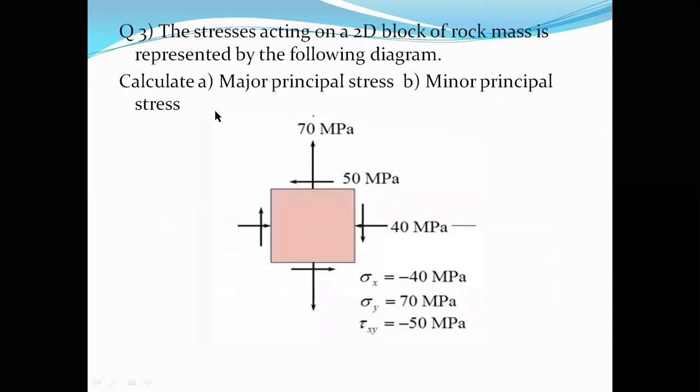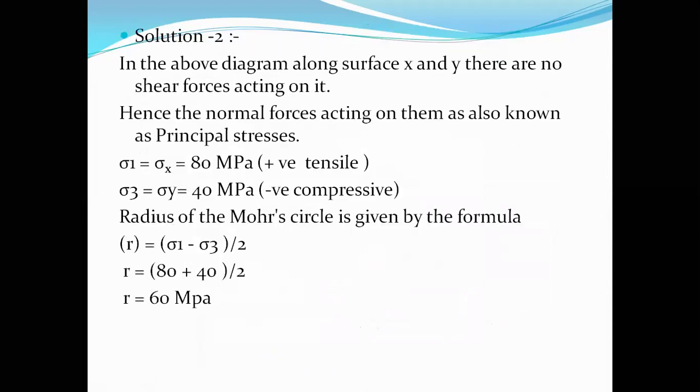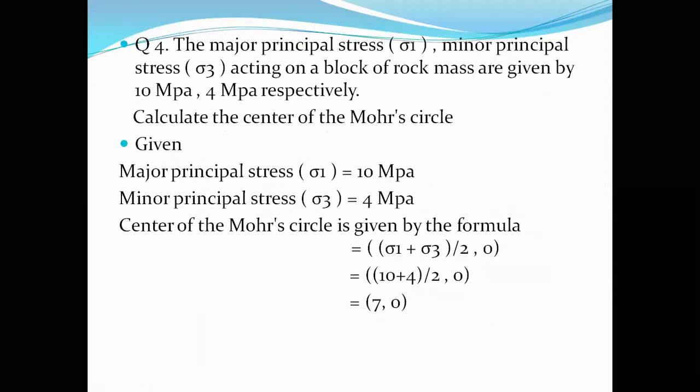I've covered the 3 problems so far. Fourth problem. The major principal stress sigma 1 and the minor principal stress sigma 3 acting in a block of rock mass are given as 10 megapascal and 4 megapascal respectively. That is, sigma 1 is equal to 10 megapascal and sigma 3 is equal to 4 megapascal. Calculate the center of the Mohr circle. What exactly is this? Let's see.